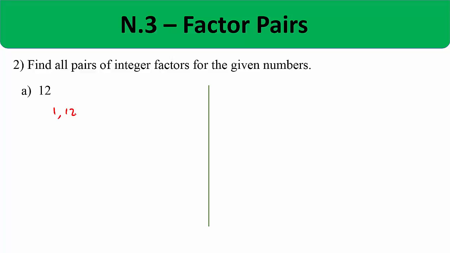Then what else will multiply to equal 12? Well, we have 2 times 6. What else will multiply to give 12? 3 and 4. And it ends up that those are the only 3 pairs of integer factors that are positive that will multiply to equal 12.